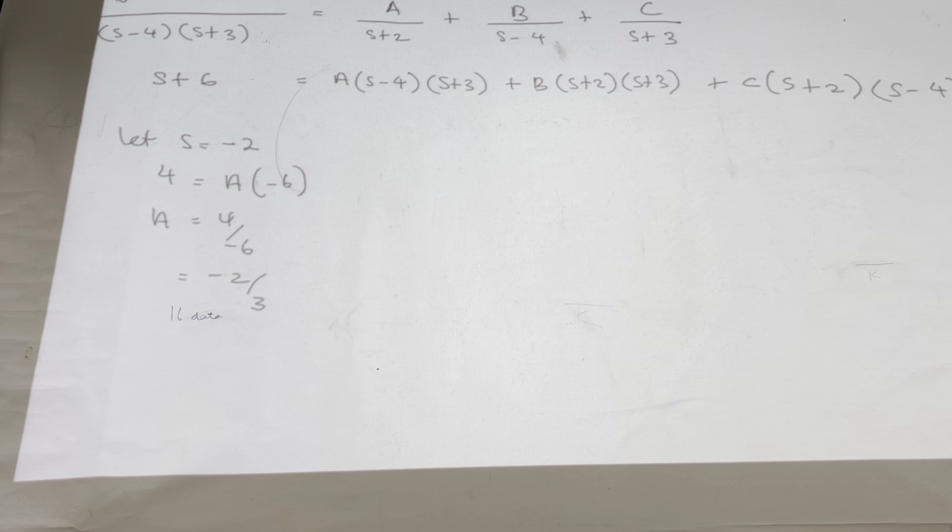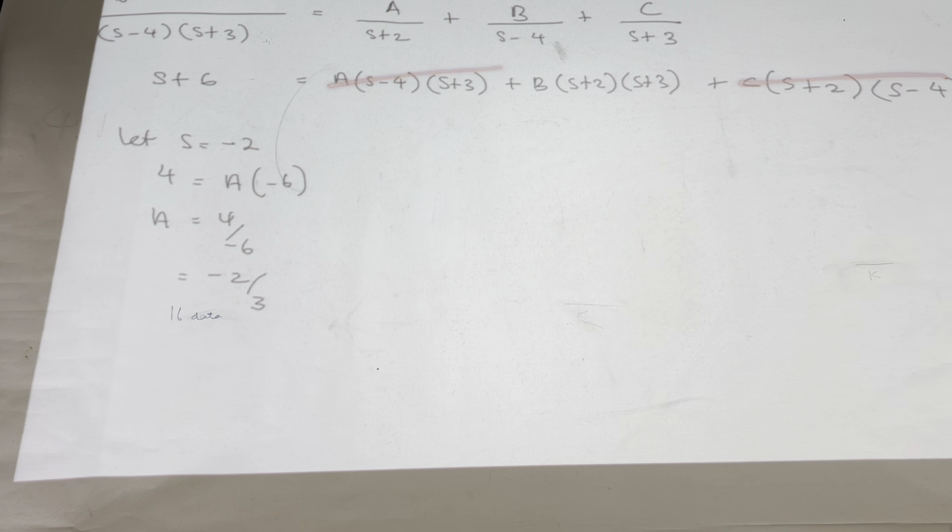Okay, kita tengok balik B. Kita nak solve for B, that means A must be 0, C also must be 0. So how to make both A and C go to 0? Apa yang common dia? Yes. So let S equal to 4.